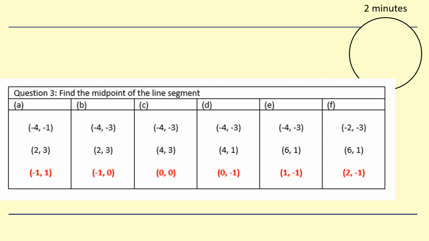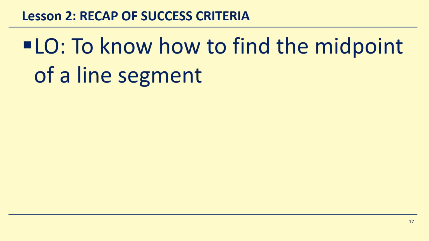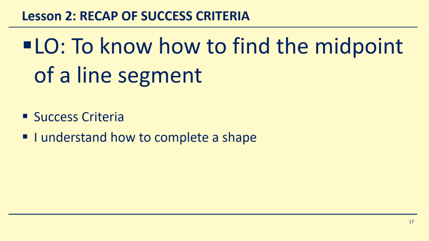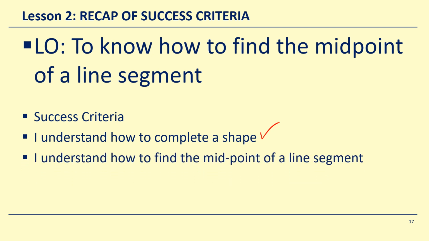Alright, if you don't understand any of these questions and you've got them wrong, you can go back or you can send your teacher an email. Okay, that's the end of the lesson. I'm just going to check your understanding. So your learning objective was to know how to find the midpoint of a line segment. So we've done completing the shape. So we understand how to complete a shape, and we understand how to find the midpoint of a line segment.